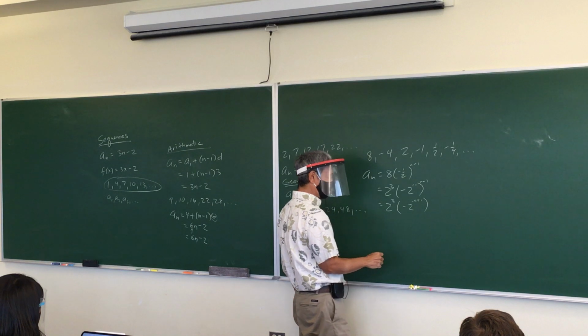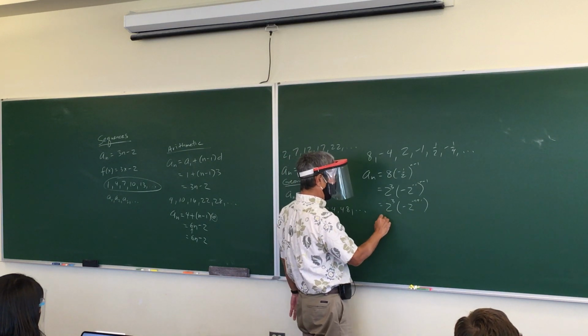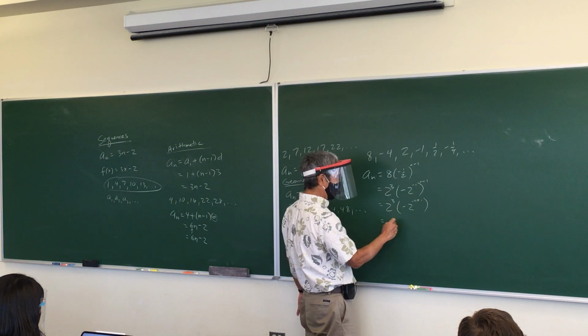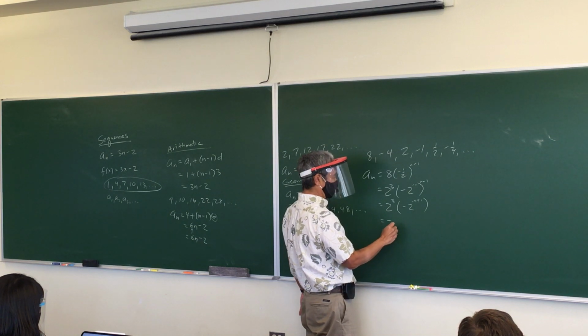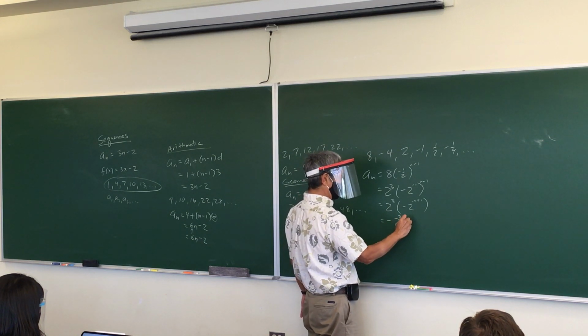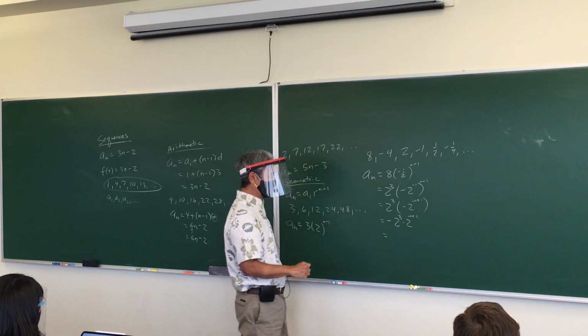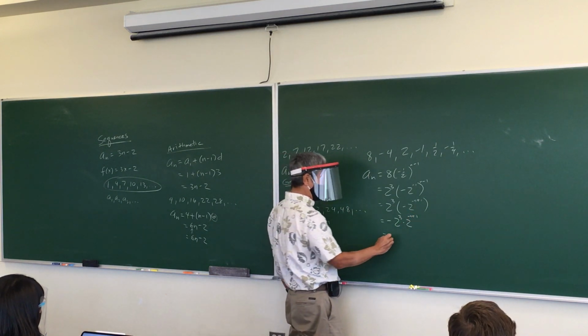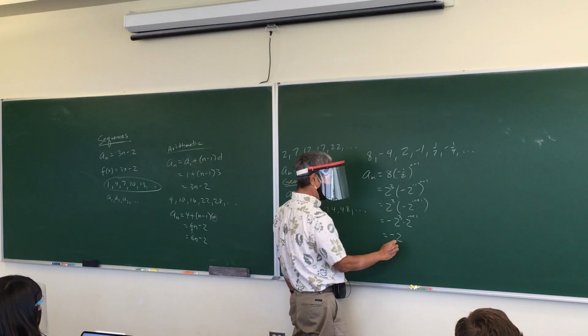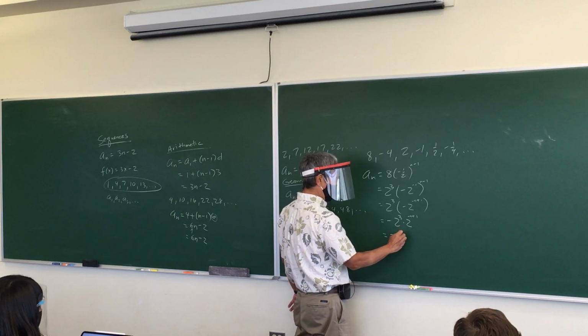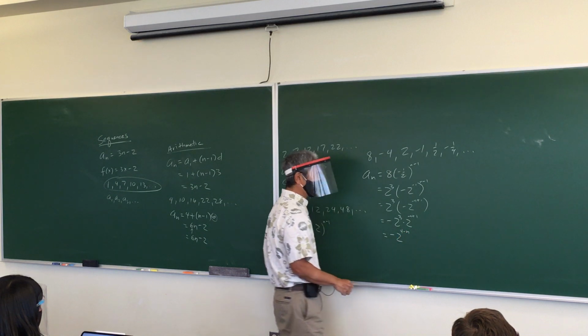And then can't I just take the negative sign? A positive times a negative is a negative, right? 2 to the third times 2 to the negative n plus 1. And then what do you do with the exponents? You add the exponents. So you get negative 2 to the negative n plus 4, or 4 minus n.